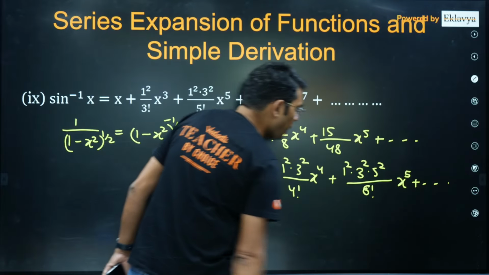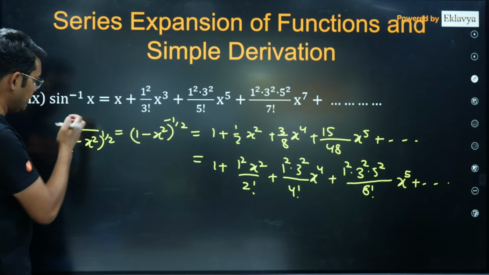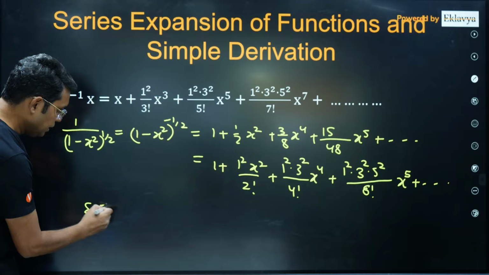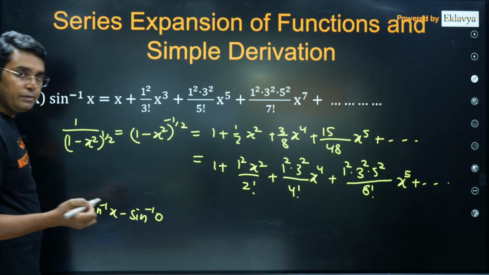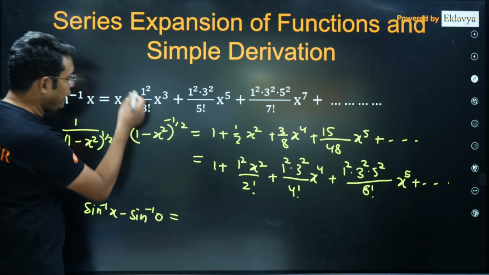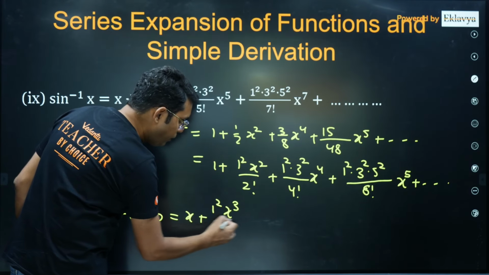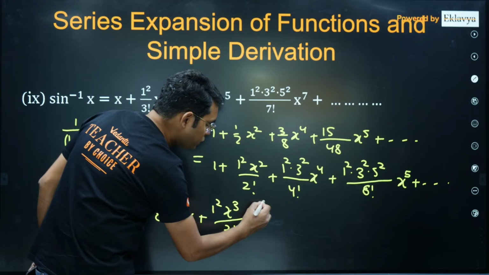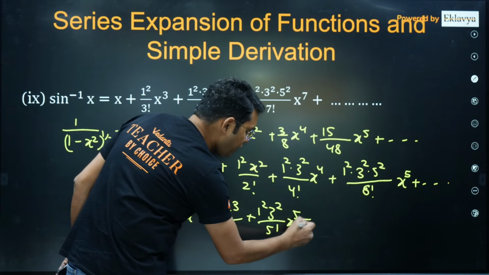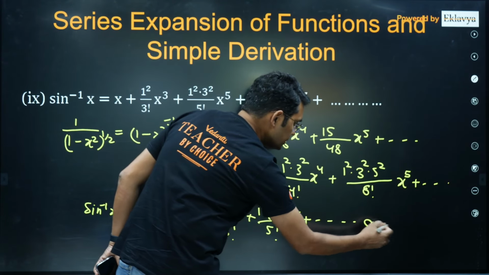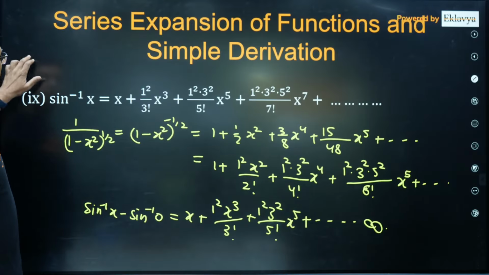Now same thing, integrate with respect to x. This will give you sine inverse x, limit from 0 to x, but this time sine inverse 0 will be 0, and I think we are done. You can see x plus 1 square x cube upon 3 factorial plus 1 square 3 square upon 5 factorial into x power 5 and so on. So this sine inverse x is also done the same way as I was talking about.